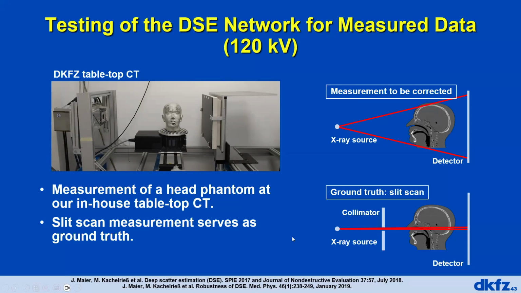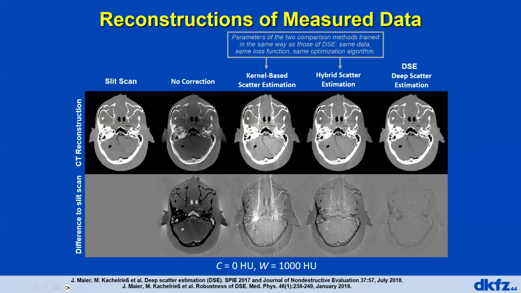And in that case, our reference is a slit scan that shows only limited to non-scatter artifacts. And also in that case, we were able to show that the deep scatter estimation is able to correct all the artifacts, and this is quite a nice result, I think, because as I already told you, this can be done in seconds on a scanner. So this is a very viable method to be implemented in clinical routine.